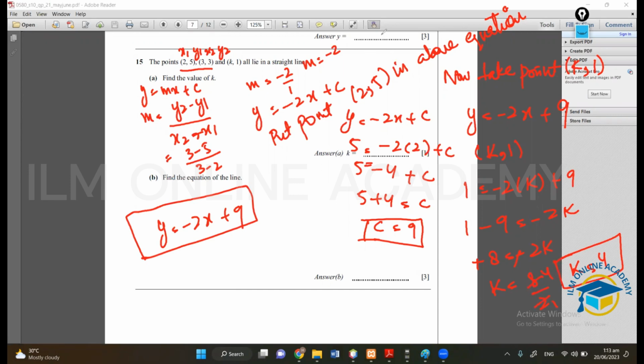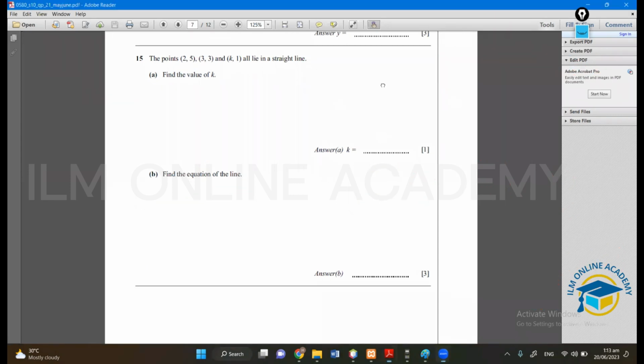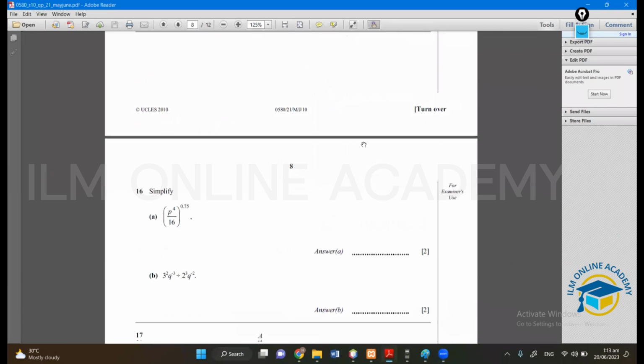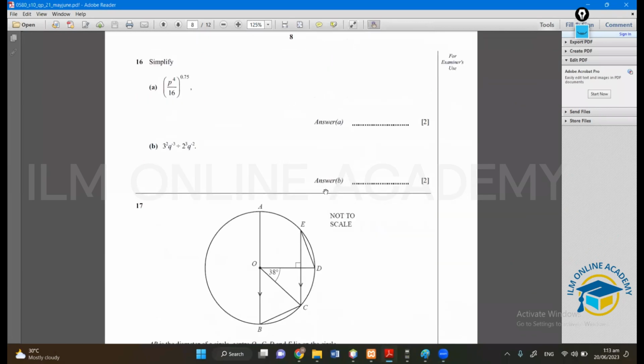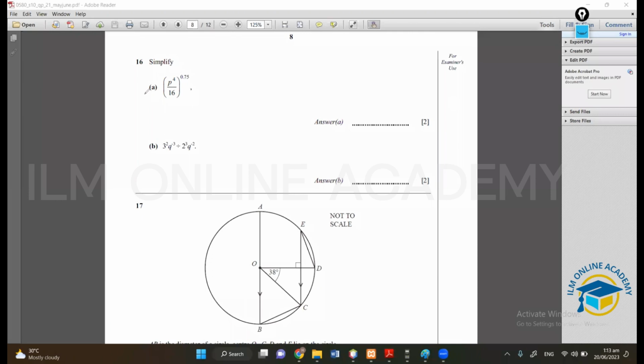Okay, so moving on to the next question, which is question number 16, and it is basically all about simplification. You can see p to the power 4 and 16, and the power is in decimal, 0.75.